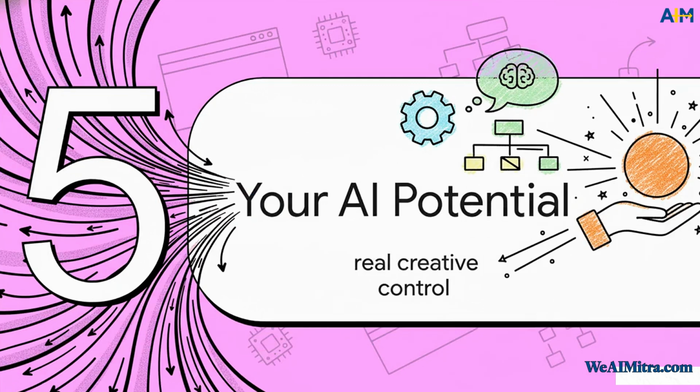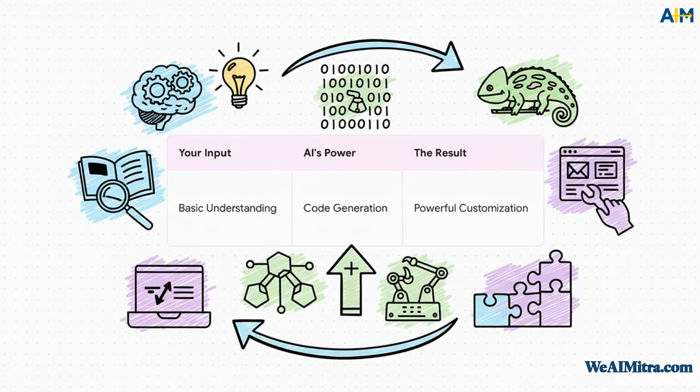So, what's the big picture here? What have we learned? It's that by just understanding 3 super simple concepts, you can fundamentally change your relationship with AI. You can go from feeling dependent to feeling like you have real creative control. This slide says it all. This is the winning formula. It's your basic understanding on one side and the AI's incredible power to generate code on the other. When you put those two together, that's when you get powerful, real customization. You get exactly what you want.